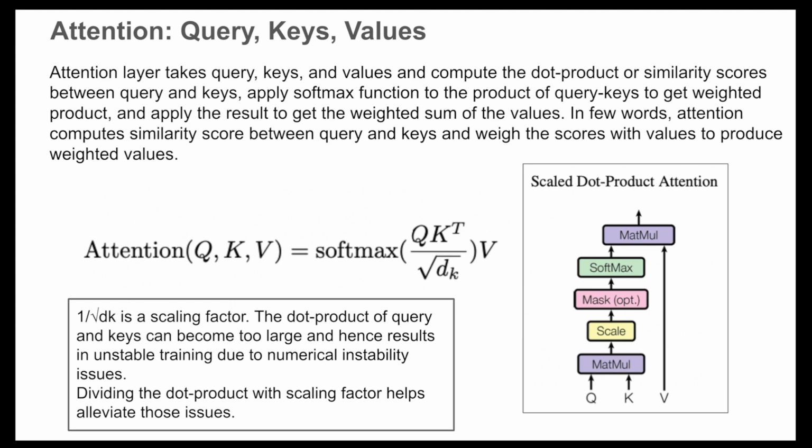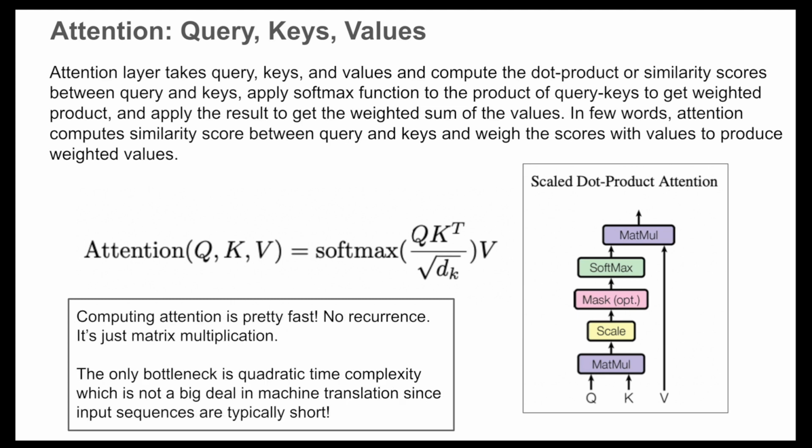And then after scaling, you are putting everything into softmax. Softmax, as you know, gives the probability distribution, which all adds up to 1. And after softmax, you multiply it with the value. So you multiply the probabilistic score with values. The masking is optional because it's only applied in the decoder part of the transformer.